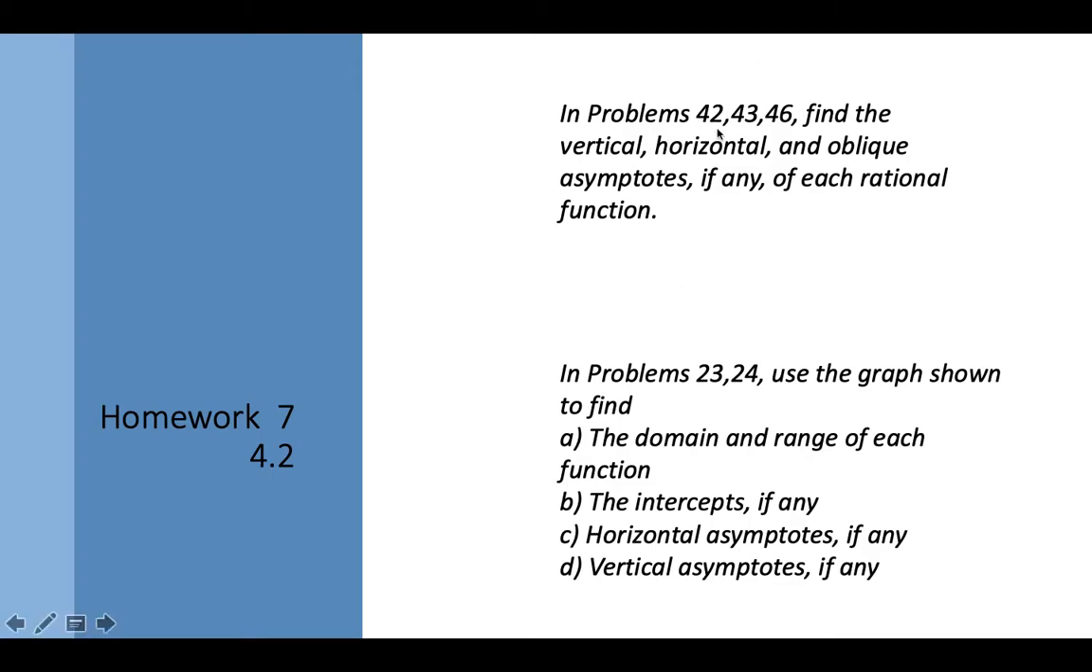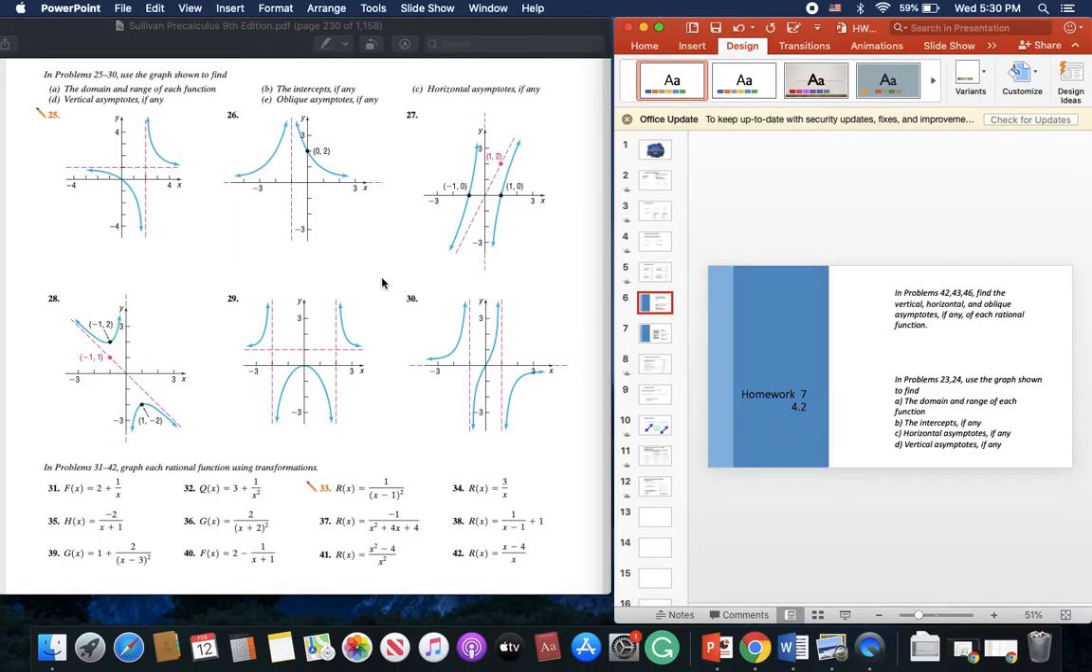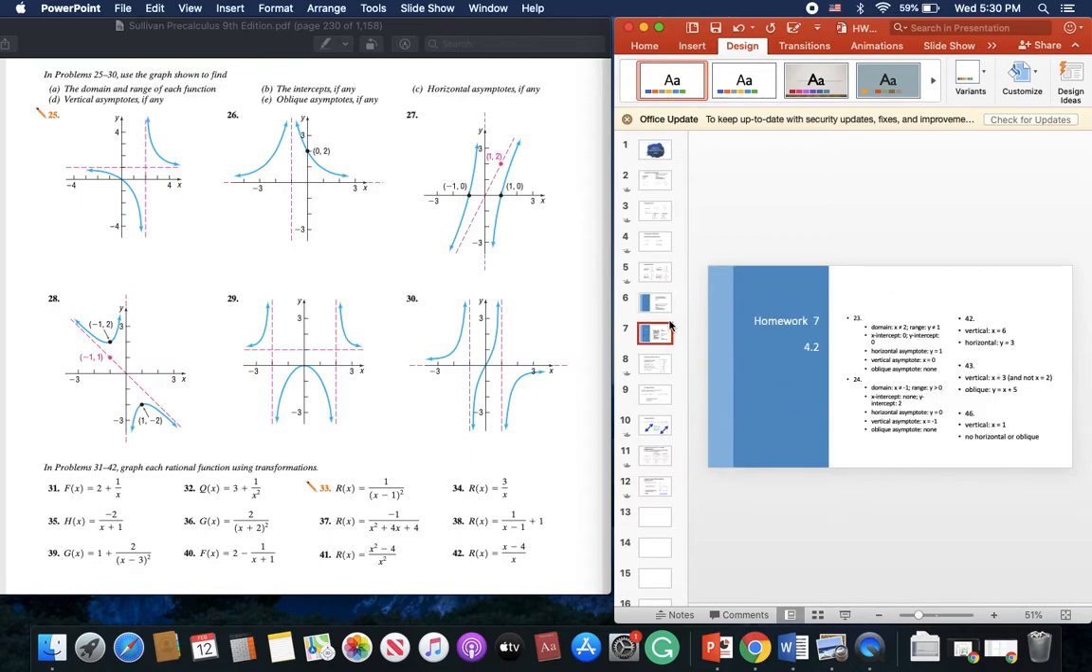In homework 7, we have these problems: 42, 43, 23, 24. So let's look at the problems. These graphs will match with problems 22, 24 and 42, 43, 40, 46. These are the graph numbers. And the graphs for problems 23 and 24, these two graphs actually match with them. Okay, so let's discuss the solution.